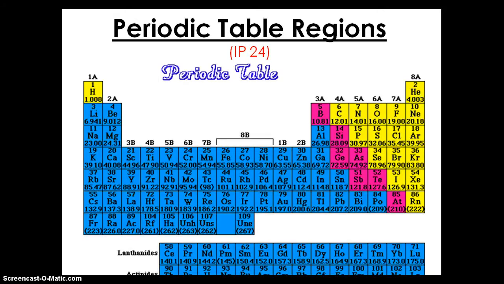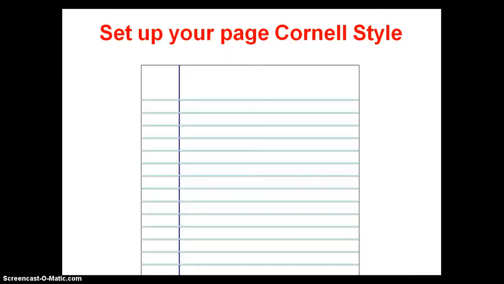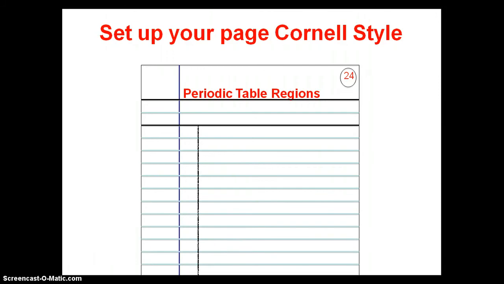Page IP24 will be set up for your notes, and the title is Periodic Table Regions. Set up your page for Cornell style notes with the title on top. Again, this is IP24. And separate areas for the essential question, for your vocabulary and summary at the bottom. And remember, the middle is for your notes and questions.